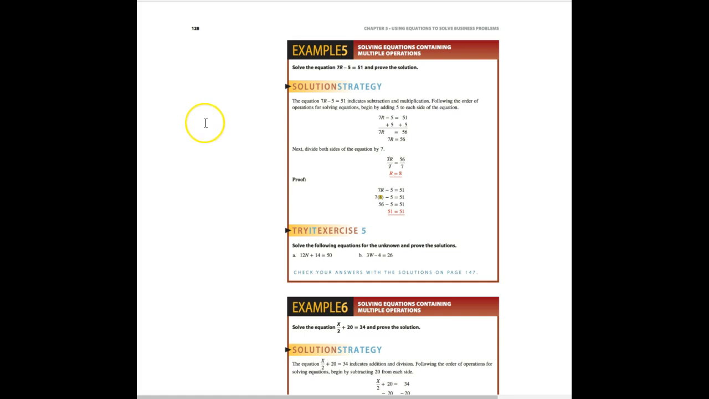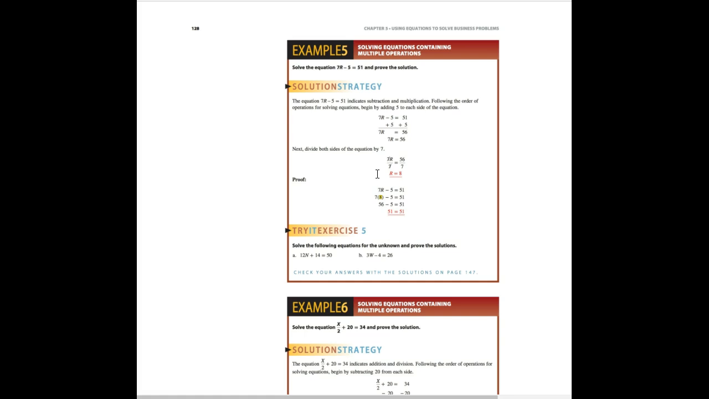Example 5, solve the equation 7r minus 5 equals 51 and prove the solution. So this has subtraction and multiplication in it. We always have to do the order of operations. So we are going to go ahead and get this 5 over to the other side. And the way we do that is we're going to add 5 to each side. That's the opposite of subtraction, addition. We get 7r equals 56. It's 7 times r, so we're going to do the opposite of that for our next step. We are going to divide each side by 7. We get r equals 8.